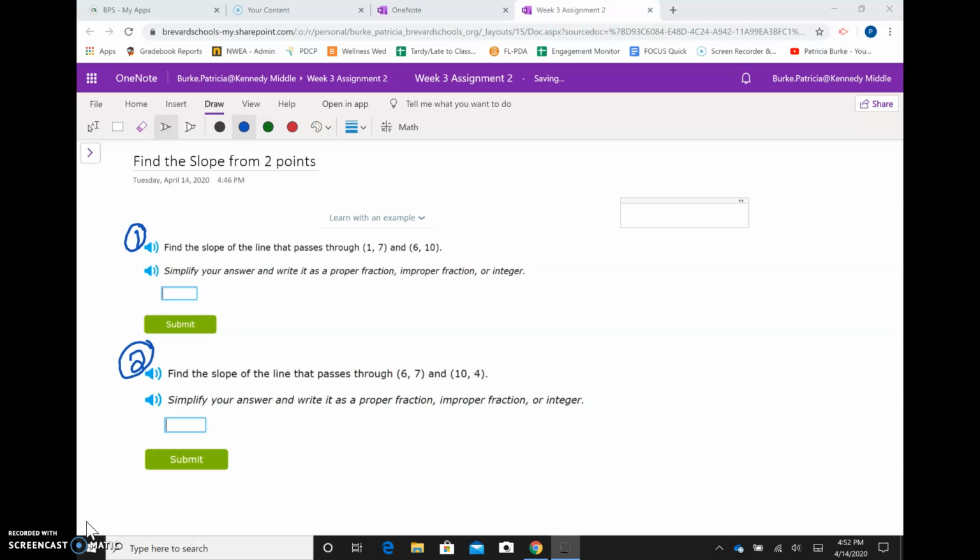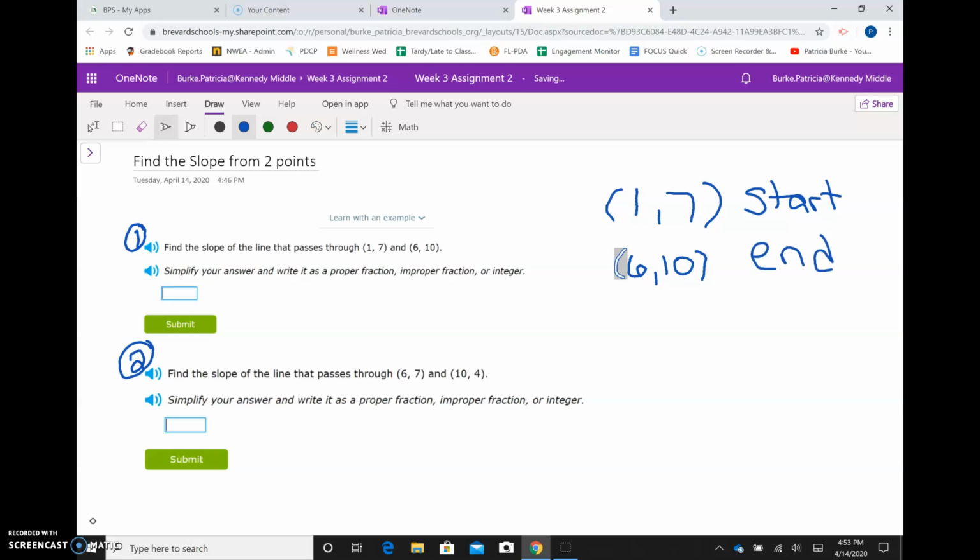I'm going to ask you to simplify your answers and write it as either a proper fraction, an improper fraction, or an integer, which remember is just a whole number. So you can do this one of 2 ways. You can have your starting point, and an ending point. So we are going to start here, and we are going to end here.